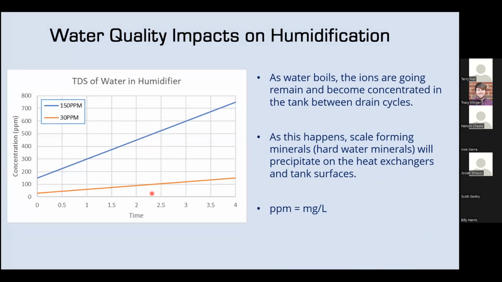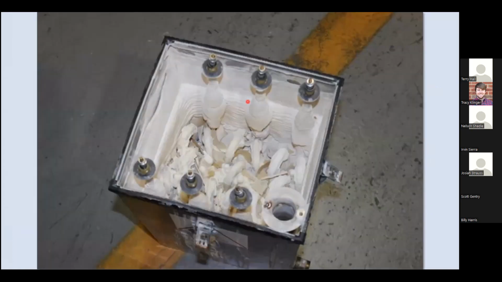The reason why RO water works, or having really good water quality can get you to longer periods of operation without draining, is that if you start off with 150 or so ppm of total dissolved solids, as you operate the humidifier, you're going to concentrate those ions that much faster, and you're going to build up to a point where you start really scaling all the surfaces in the tank, and then you see something like this.